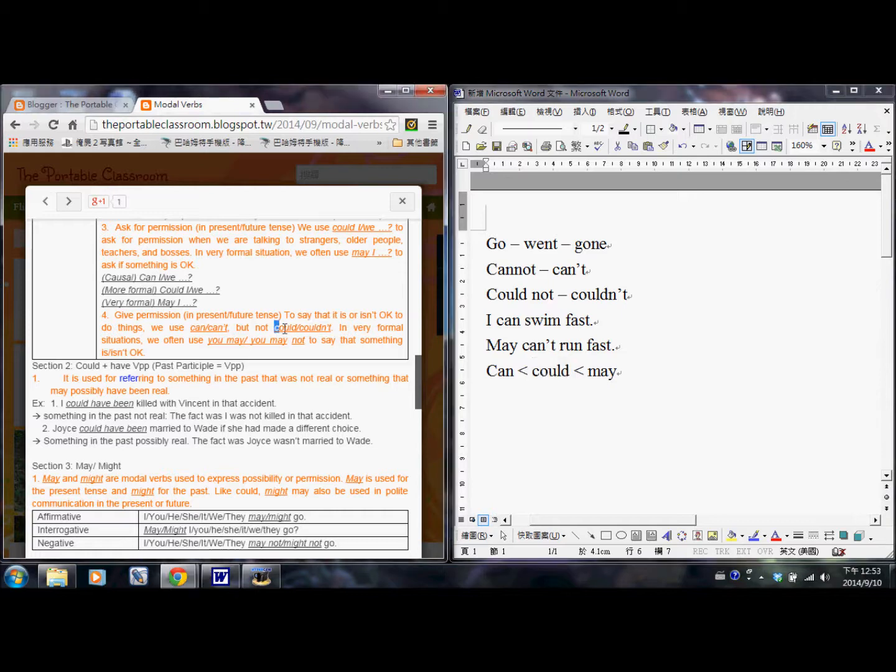When you give permission, when you answer that question, we do not use could or couldn't. We use can or can't to answer that question. But in very formal situations, we often use may or may not. So when you answer this, it's not okay to use could anymore. We use can or may, but we only use may in very formal situations. You may or you may not do something.